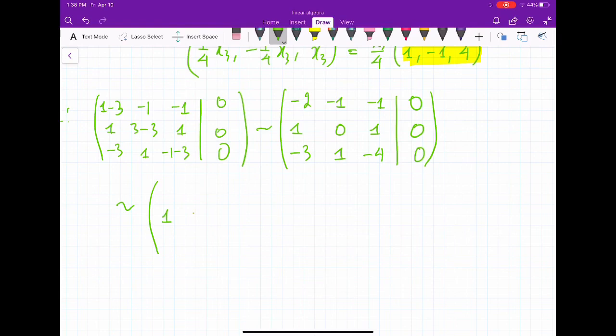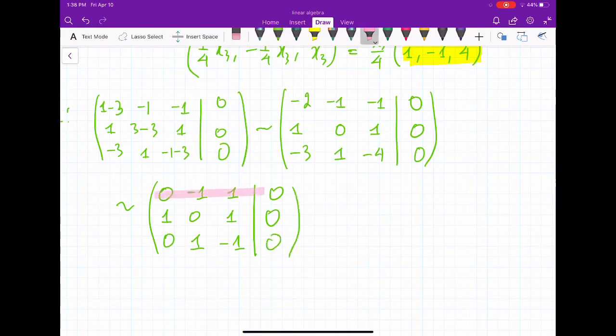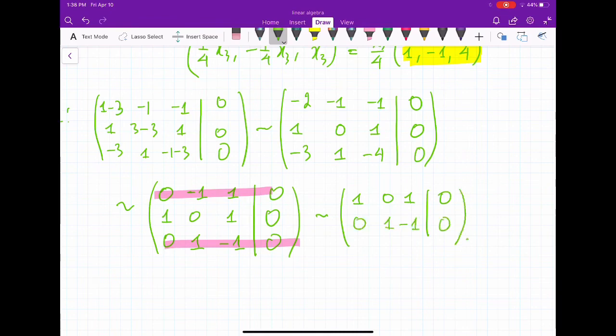I will keep 1, 0, 1 in here, okay? And for the first row, I have 0. I have -1. To add to this, I get 1 in here. And the third row looks like 0, 1, and -1, 0. So you can see, yeah, this and the third are the same, right? So this is just equivalent to 1, 0, 1, 0, 0, 1, -1, and 0.